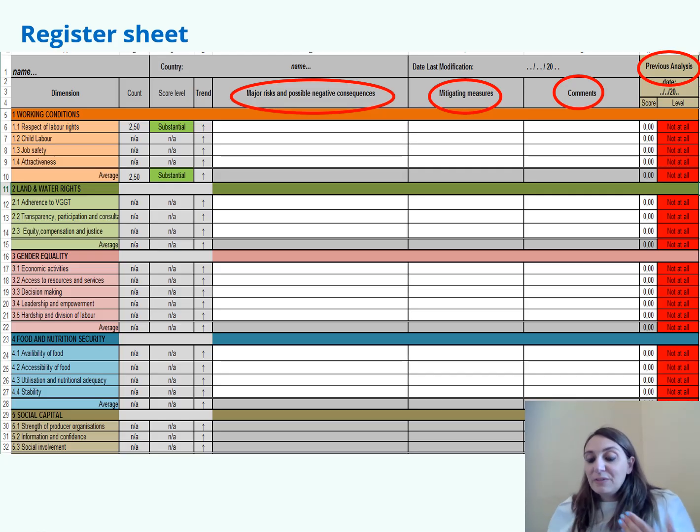This will be important if you are working on a new value chain. If you're making the first value chain analysis, everything will be in red because nothing has been completed from the previous analysis. If you are performing an update of the analysis, you will see the scores of your previous analysis, and then you can appreciate whether the situation has been evolving positively or degrading.